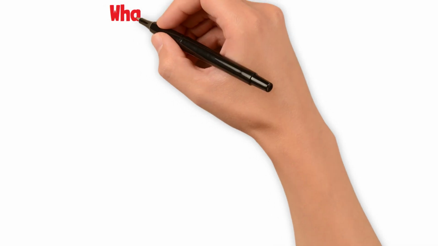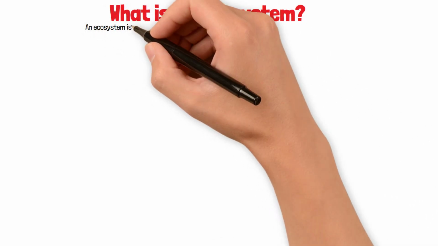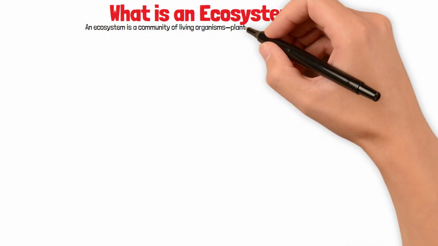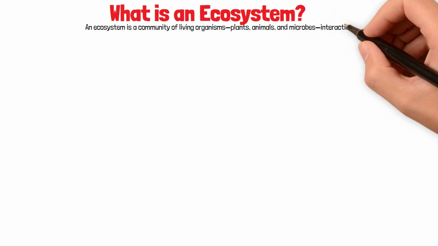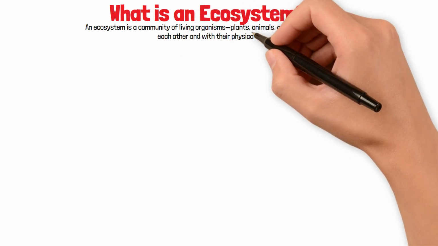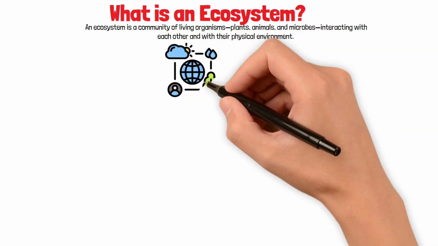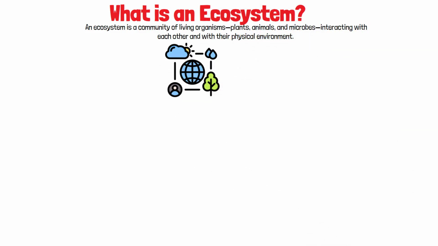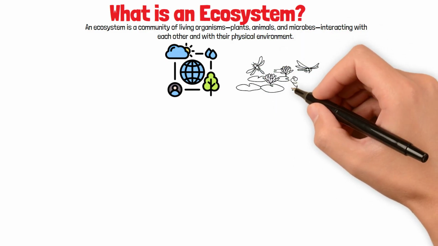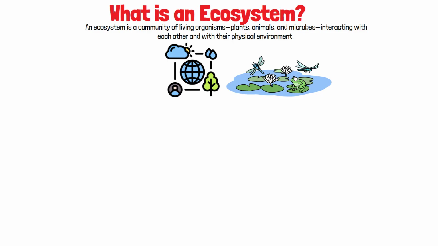What is an ecosystem? An ecosystem is a community of living organisms, plants, animals, and microbes, interacting with each other and with their physical environment. Ecosystems can be as large as a rainforest or as small as a drop of water in a pond. What matters most is the relationships between organisms and the flow of energy and nutrients that sustain life.